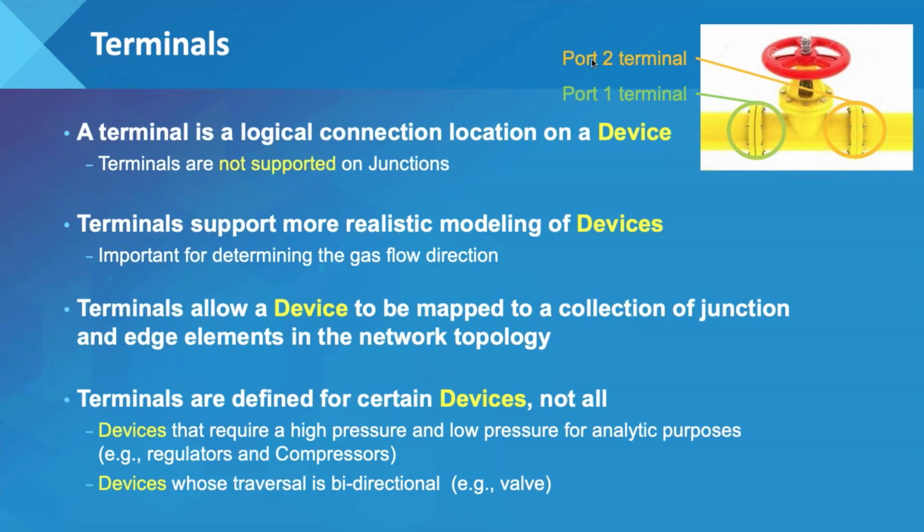So a check valve, depending on how that check valve is installed, may allow product to flow one way or the other. Just a single point's not going to give me that intelligence. Other examples would be things like isolation valves or pumps or compressors. Those would all have terminals, and those would all be defined. So a pump would have a low pressure and a high pressure side.